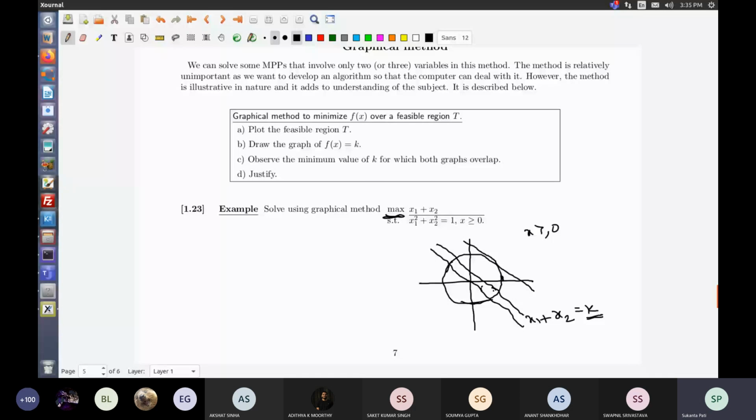So here we have this. I believe I will be having the maximization point over here. Now, how do I find out what that point is, and how do I justify it?